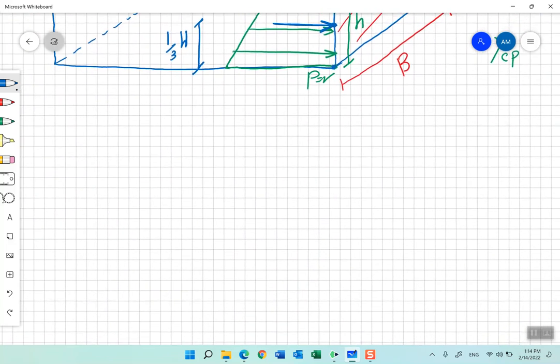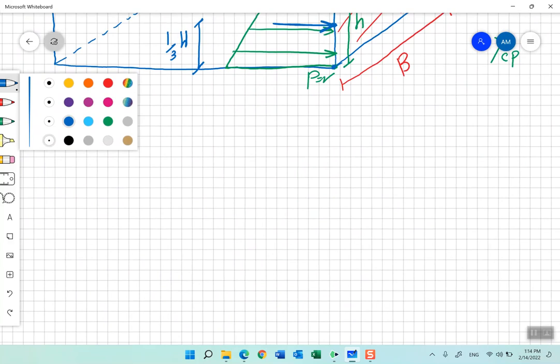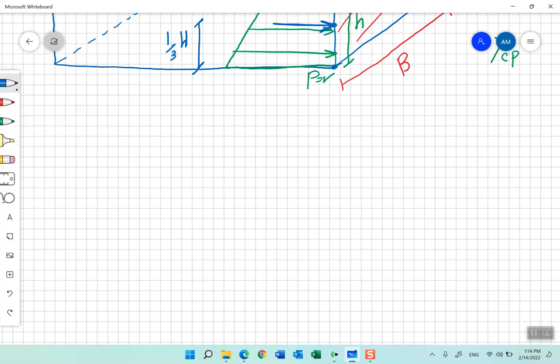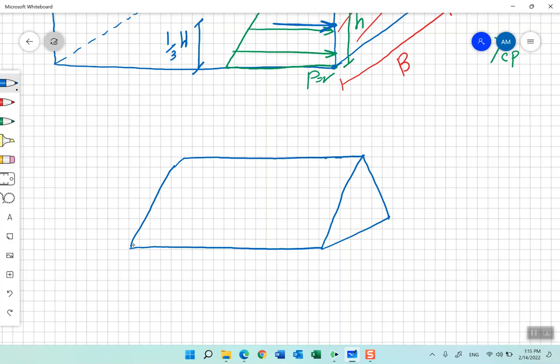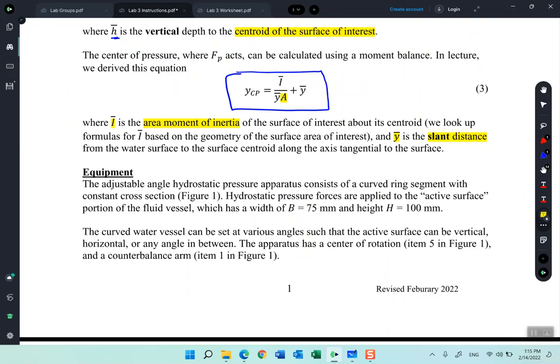I can actually use this prism as a tank. It's a little bit weird, and you won't see that very much, but what if the tank looked something like that? So, and this is the water level. So what if you are working with a prismatic tank? This is valid. And the inertia that you are going to calculate is the inertia of the base or of the surface that you are interested in. So this I corresponds to the shape of the surface.